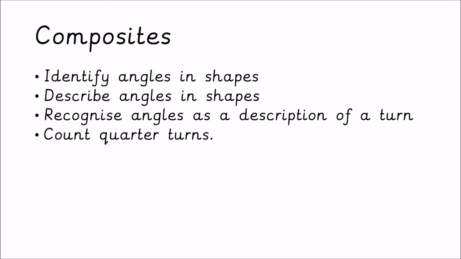Let's go through and think about our composites. Can we now identify angles in a shape? Hopefully we can. Can we now describe angles in shapes as greater than or less than, bigger or smaller than 90 degrees? Hopefully we can. Can we recognise angles as a description of a turn? Hopefully you now can, thanks to our good friend Freya. And can you count quarter turns? Hopefully you can. There will be a worksheet with all these types of questions on for you to have a go at on DB Primary. Thank you very much for your time.